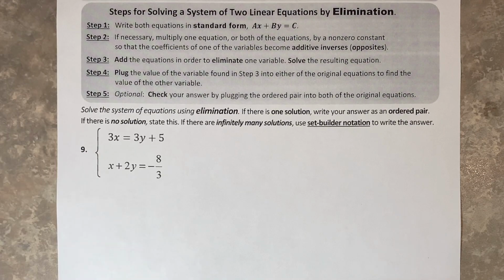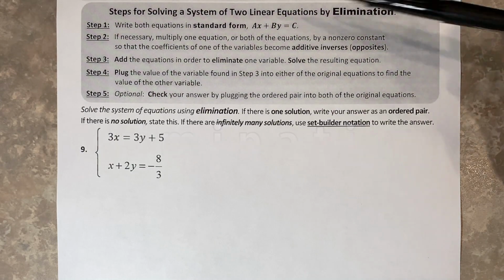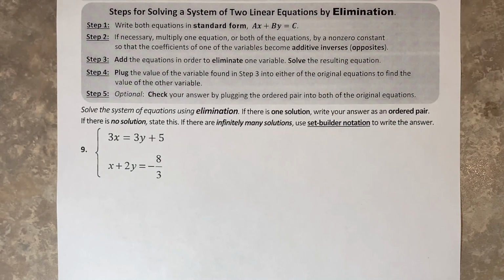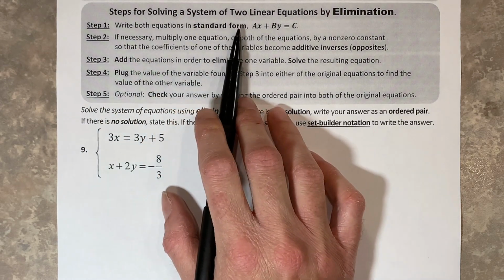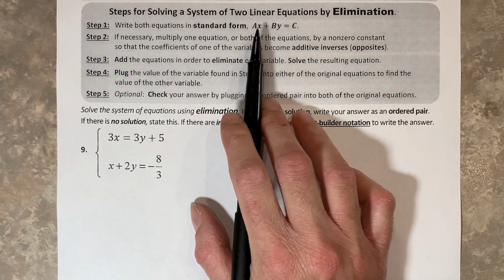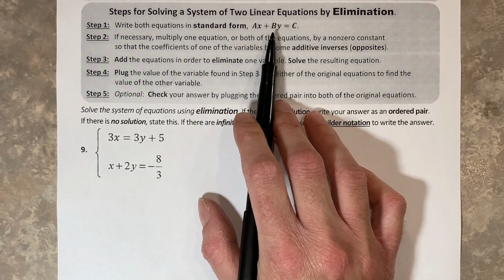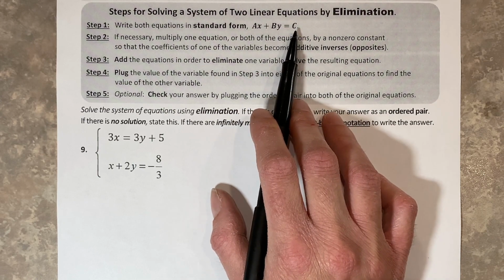Now, we've learned how to solve systems of equations by graphing and by using substitution. The last step is we're going to learn how to solve systems of equations using elimination, and we'll follow these steps one by one. For step 1, we need to write both of our equations in standard form. Standard form means that you have your x term first and your y term second on the left side of the equal sign, and then on the right side of the equal sign you have your constant.